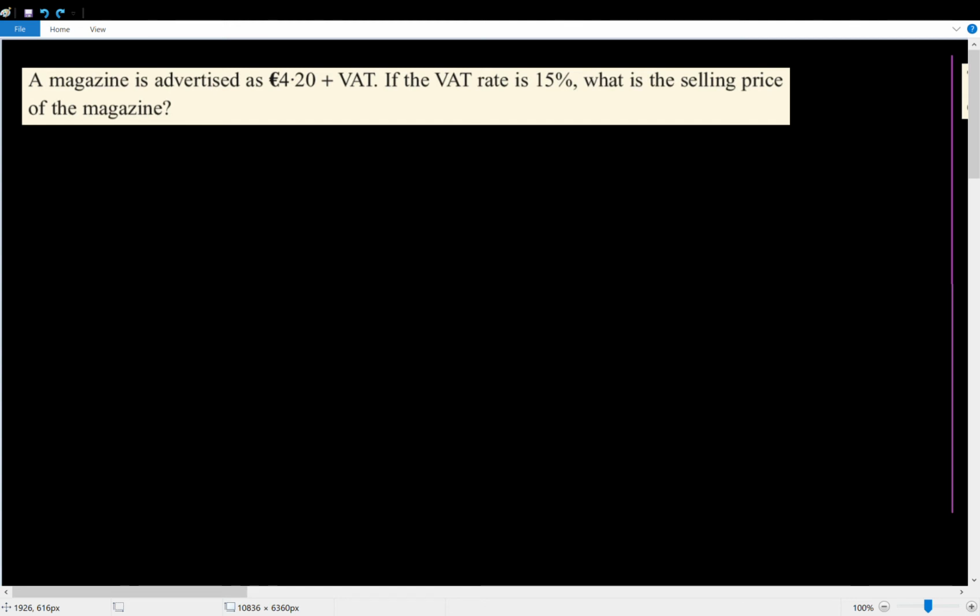In this video we're going to look at VAT. VAT stands for Value Added Tax. It is a tax that is added on to goods and services that we purchase. We're going to look at three different examples in this video.